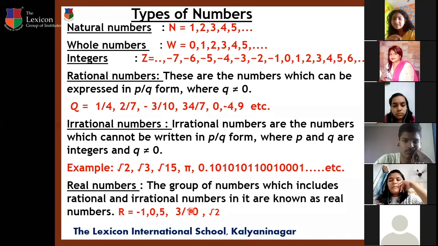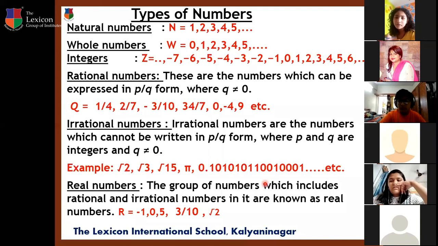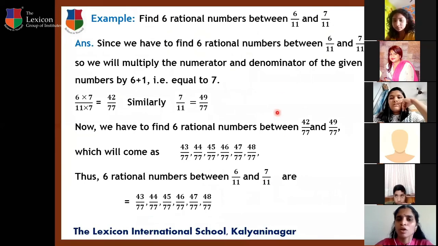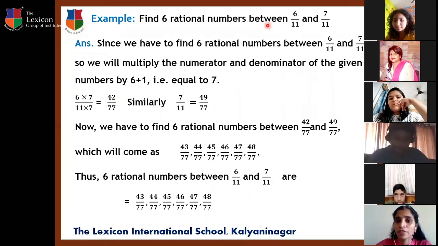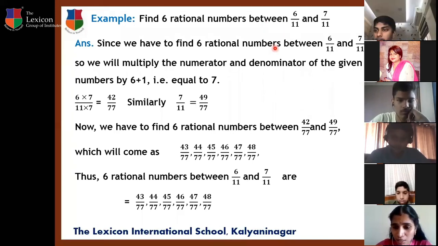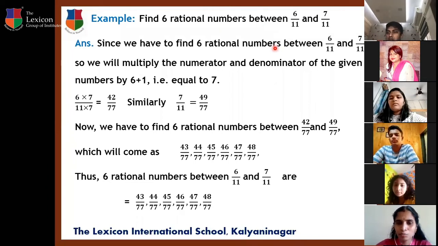There was a question I had searched, that we need to find 5 rational numbers between 1 and 2. Ma'am, that was getting difficult. So you can represent 1 as 1 upon 1 and 2 as 2 upon 1. Then use this method. You need 5 rational numbers between them. You ask about rational numbers or irrational numbers? Rational numbers.